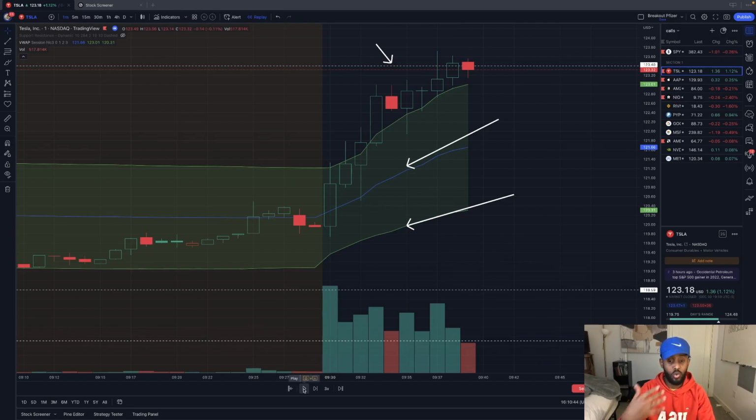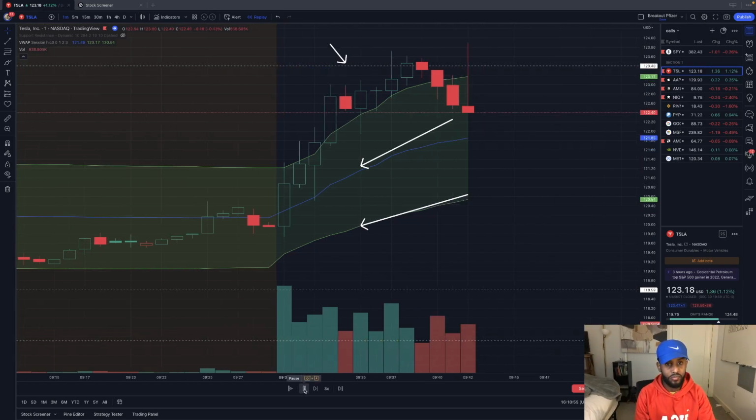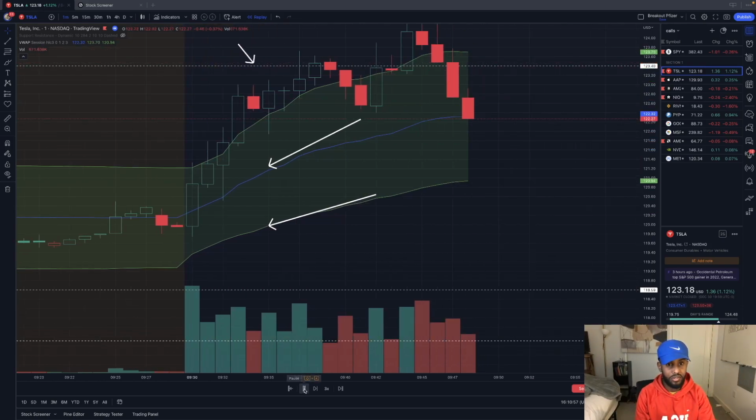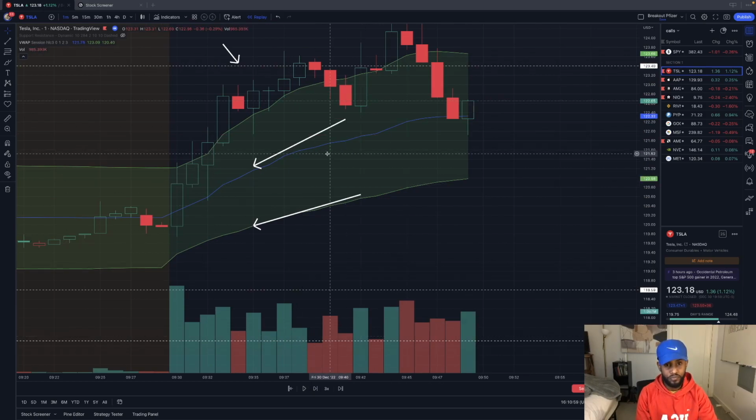That's how you read price action. You look at the candle and you look at the volume and you look where you are. Are you in a resistance area? Are you in a support area? So now what happens? We push back down.